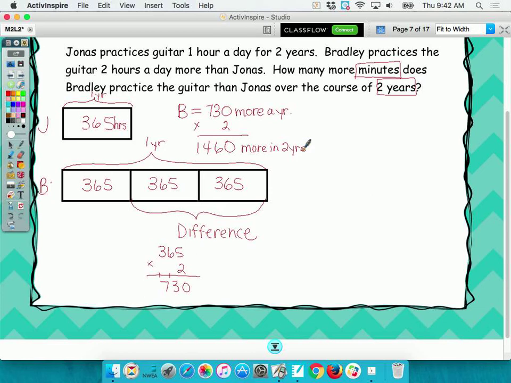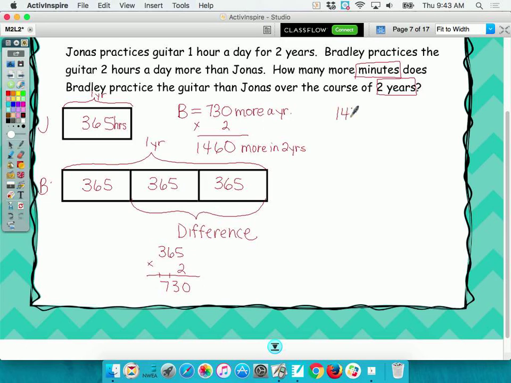Okay, hours to minutes. You're close. If I divide by 60, my number's going to get smaller. Multiply. And I know I have more minutes. Multiply by 60. So I'm going to multiply by 60.